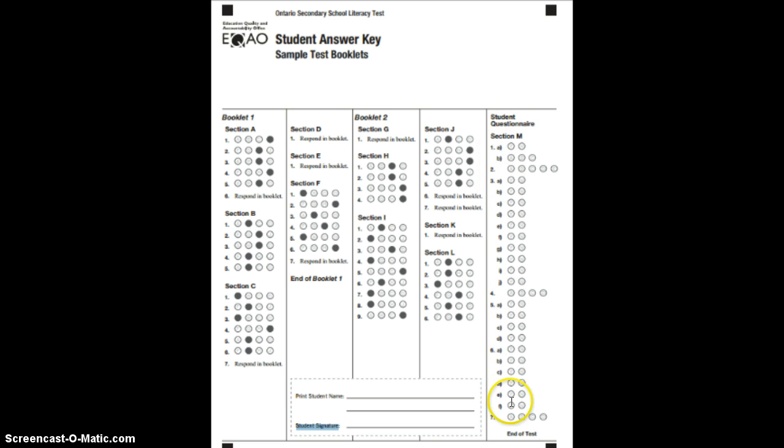Also, these bubbles here, they're for the student questionnaire. At the end of booklet 2, they ask you several questions about what sort of things you like to read, how often you like to read. You're encouraged to do those questions. It provides useful information for people like me. They're not for marks. If you don't have time, don't do them. Okay, but you're very much encouraged to do them.